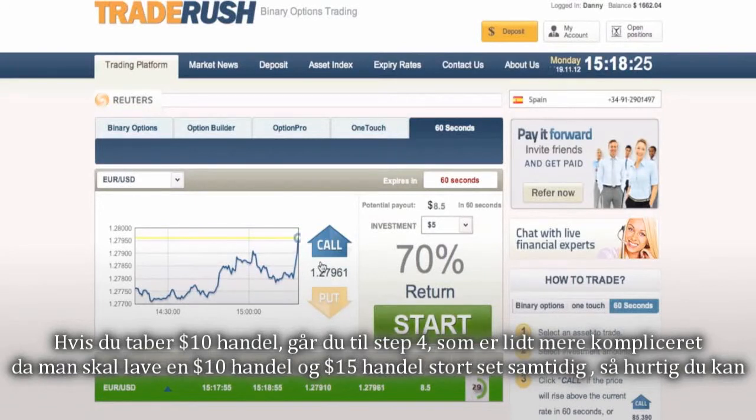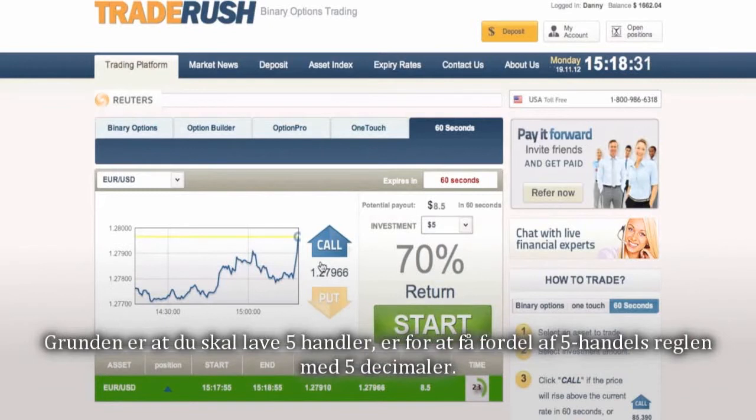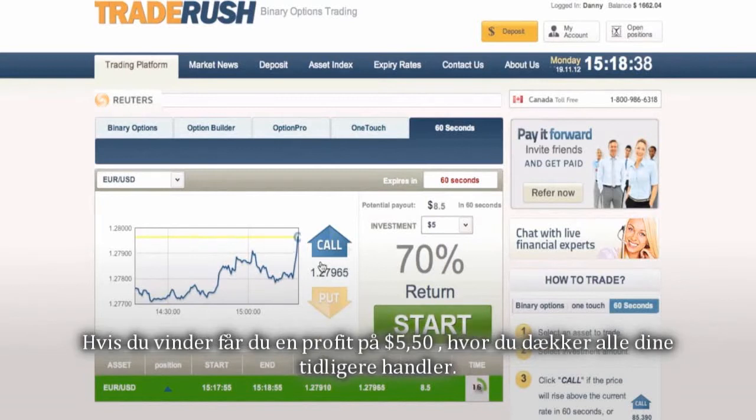Now, if you lose that, you go to step 4, which is a bit more complicated, since you have to put on a $10 trade and $15 trade almost simultaneously as quickly as you can. And the reason is because you have to make 5 trades in order to take advantage of the 0.5 decimal base. And if you win, you'll have a profit of $5.50 while still covering all of your previous losses.